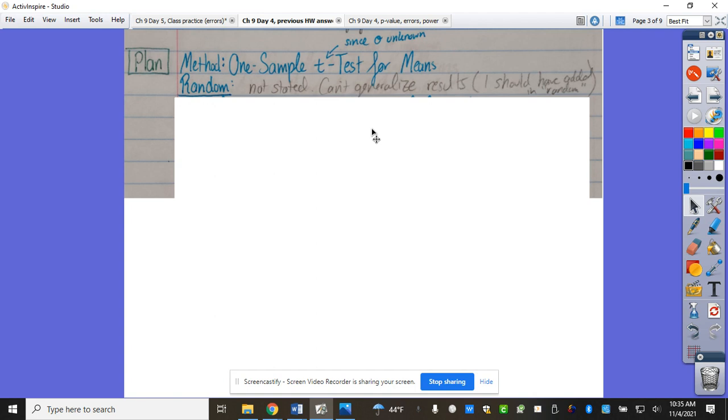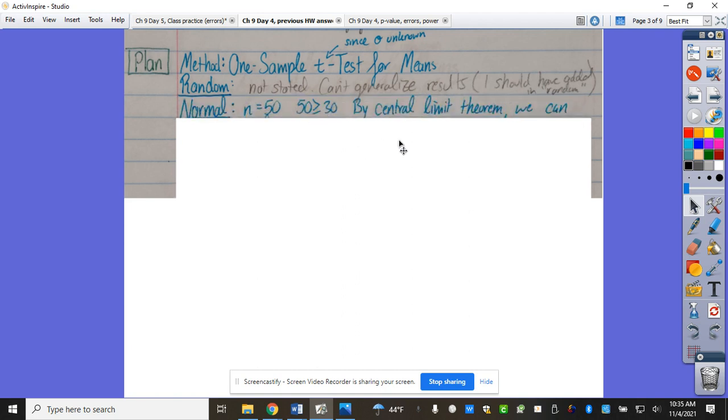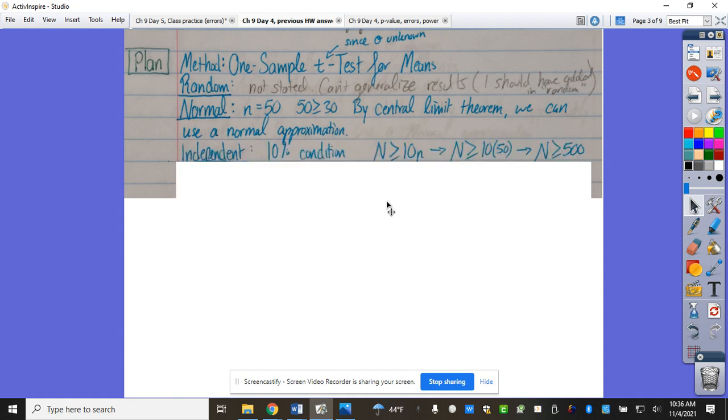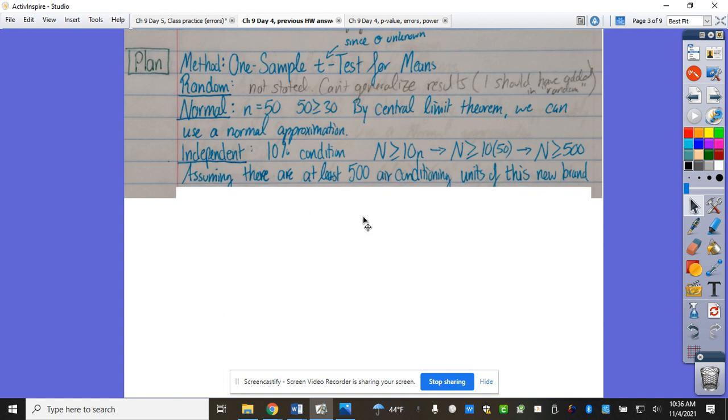What's my next condition? Normal. How am I checking this one? Central limit theorem. So I would definitely state the words central limit theorem. I would talk about n being 50 versus 30, show that that's greater than, and then finish with, so we can use normal approximation. And my last condition, independent, which is the 10% condition. We end up getting that capital N has to be at least 500. So this is assuming there are at least 500 air conditioning units of this new brand. This is where it would definitely make more sense to say this manufacturer, which I think probably should have been in there.